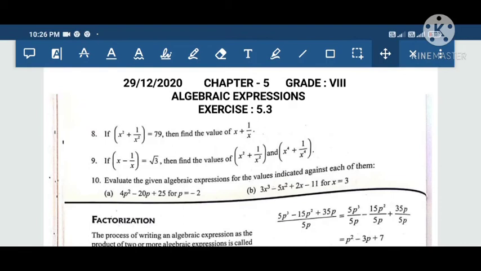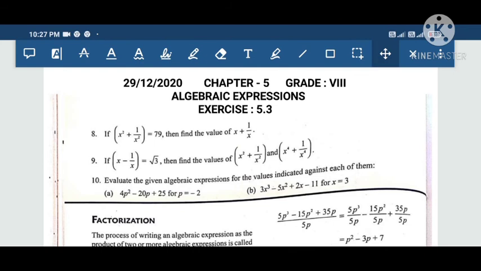So last class we discussed how to find the values by using identities. So as in the same exercise 5.3, we continue from the 8th question. So what is the 8th question? If x square plus 1 by x square is 79, then we need to find out the value of x plus 1 by x.